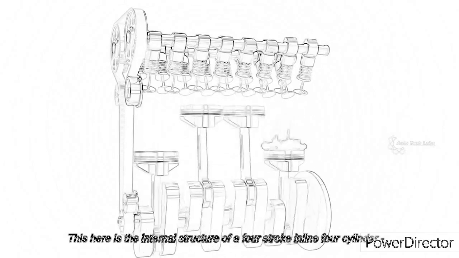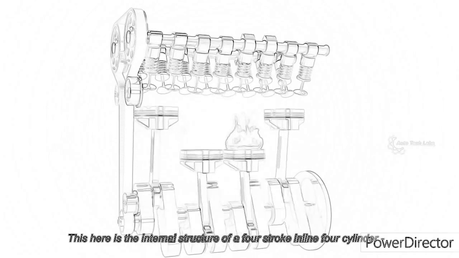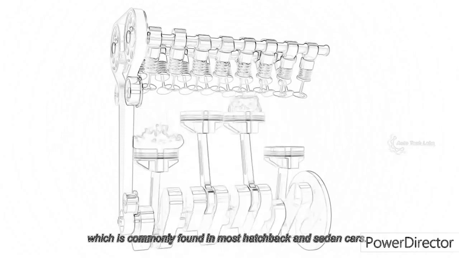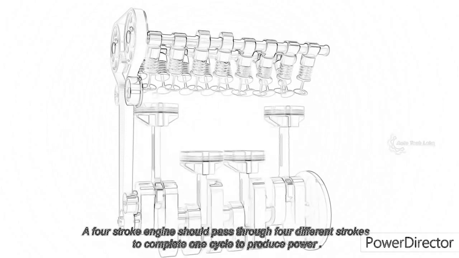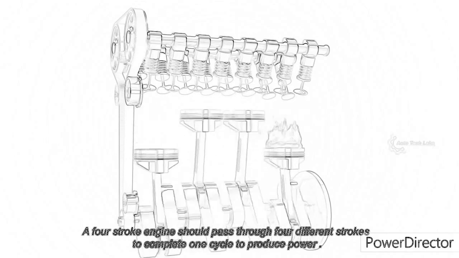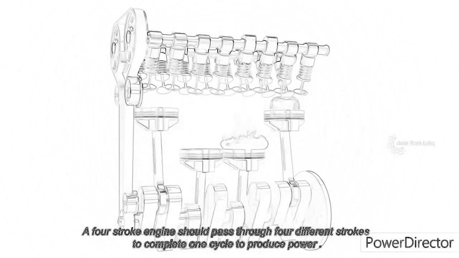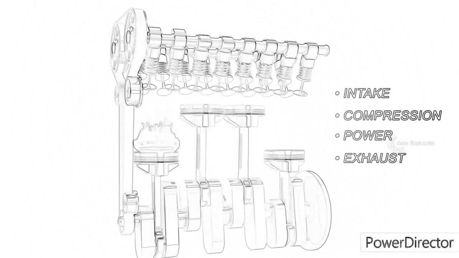This here is the internal structure of a 4-stroke, inline 4-cylinder, DOHC engine, which is commonly found in most hatchback and sedan cars. A 4-stroke engine must pass through 4 different strokes to complete one cycle to produce power. They are intake, compression, power, and exhaust stroke.